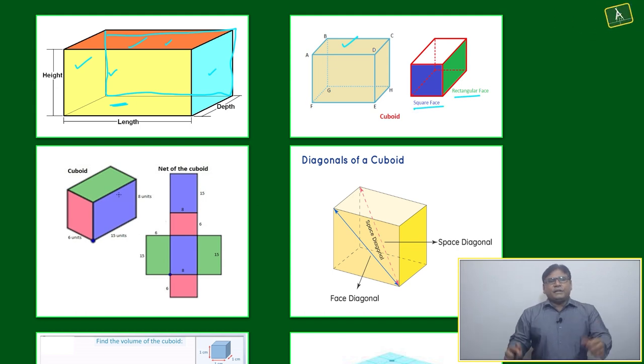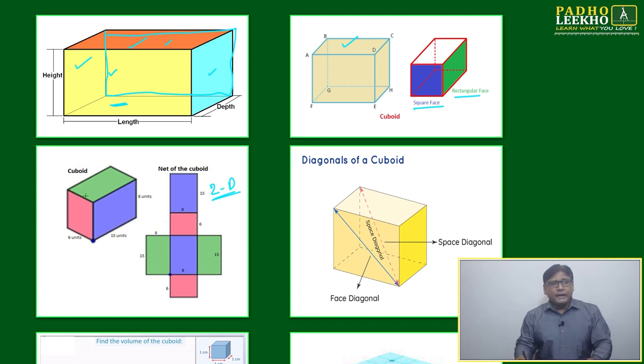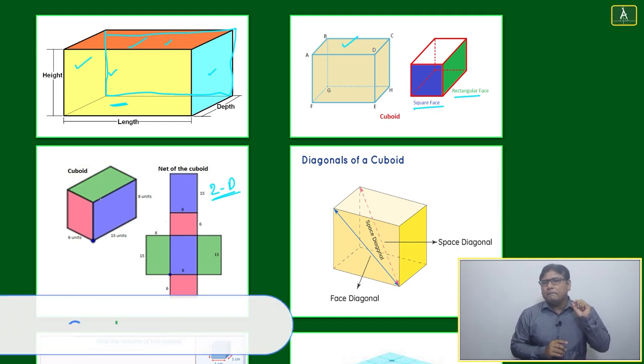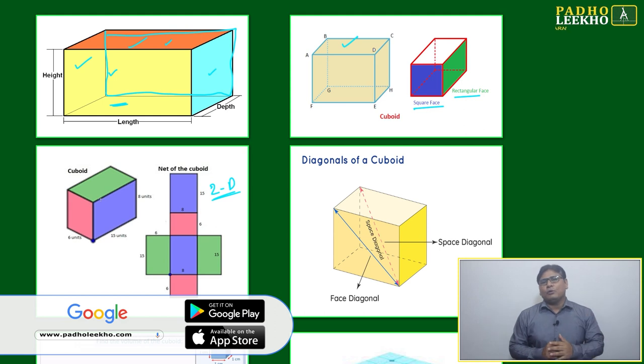If you are opening all six faces, then how can we assume it on a 2D plane? This is going to help a lot. This is a cuboid. Then for a cuboid, what will happen? All six faces will not have the same area. This is one of the major differences between cube and cuboid.